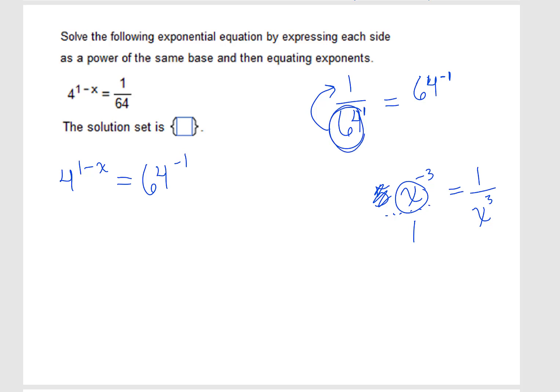So right here, we're focused on the base and we're moving the base, but we have to remember what happens with our exponent. The signs change. So I have 64 to the -1st power. My question would be, okay, can I express 64 with a base of 4? Because remember, my goal is to have the same bases.